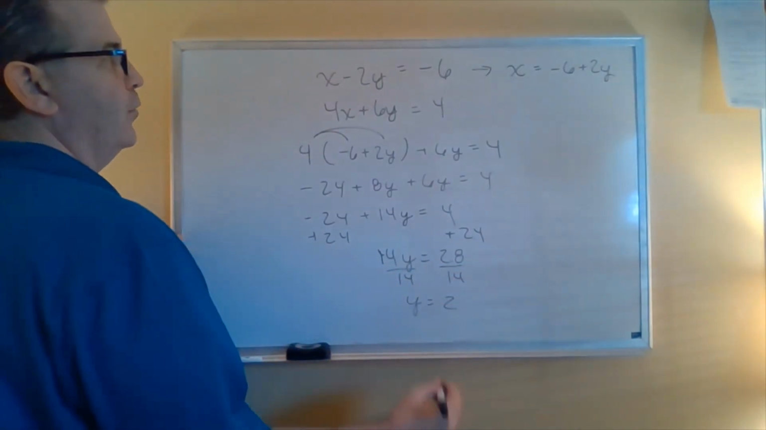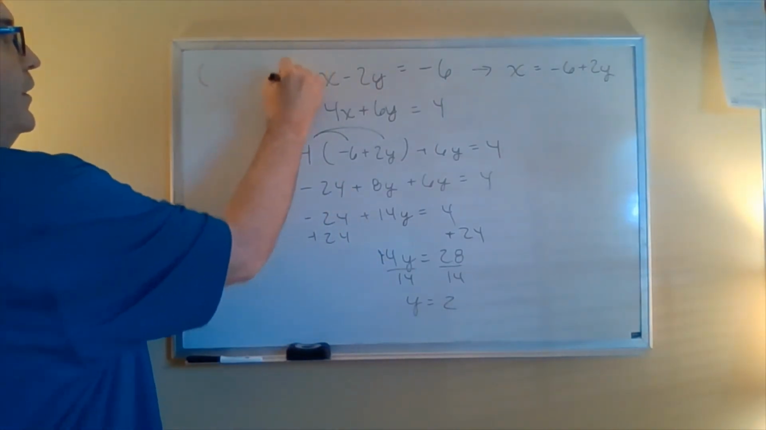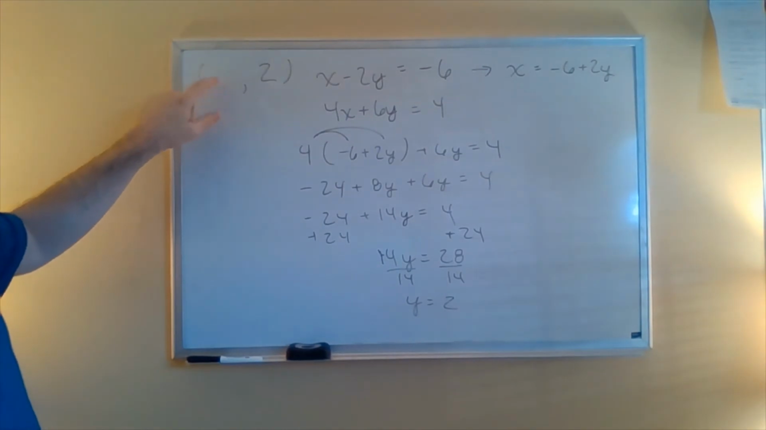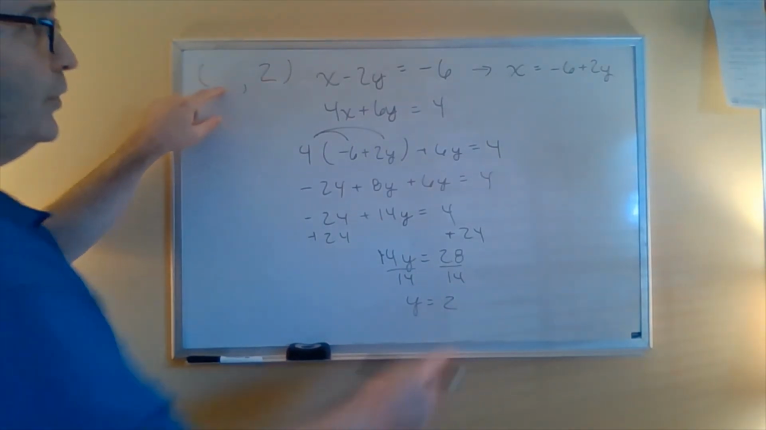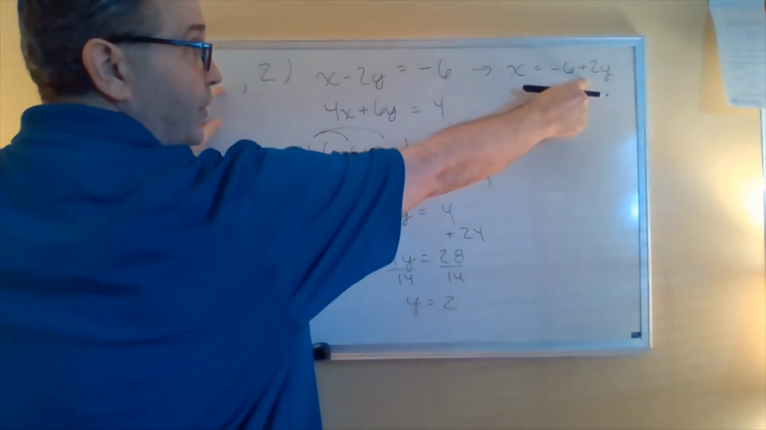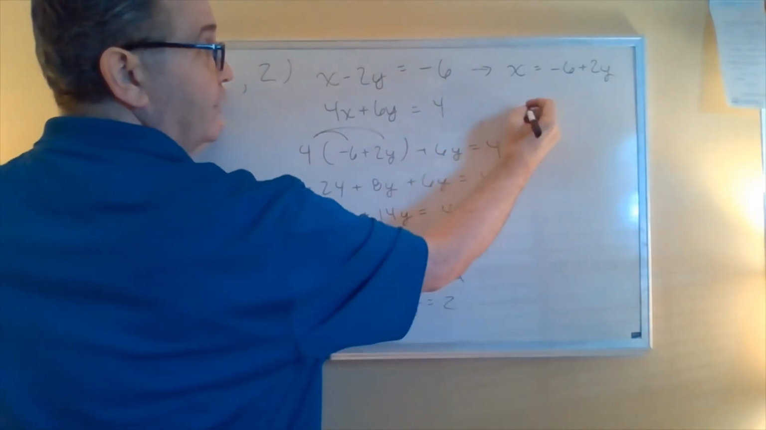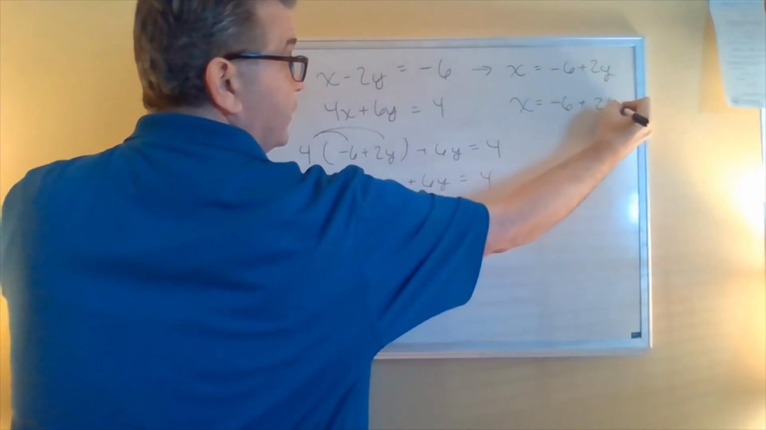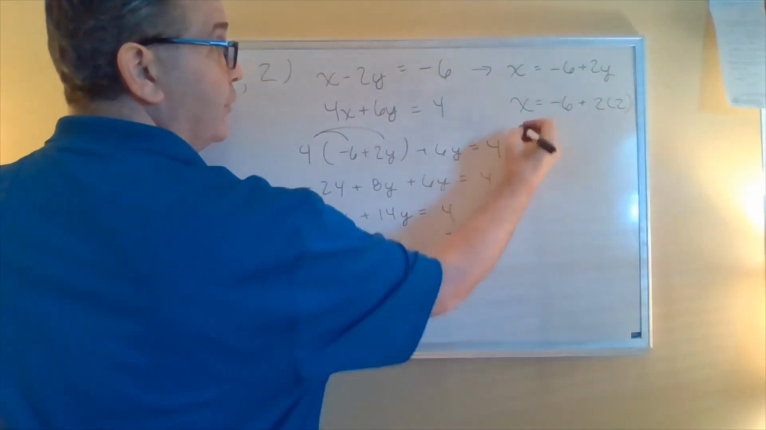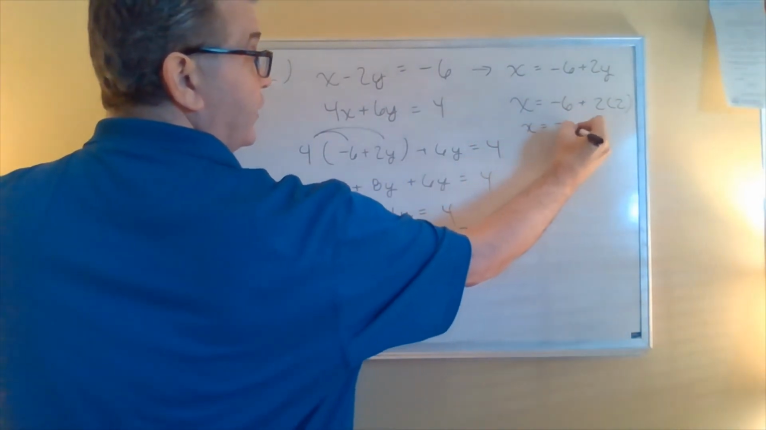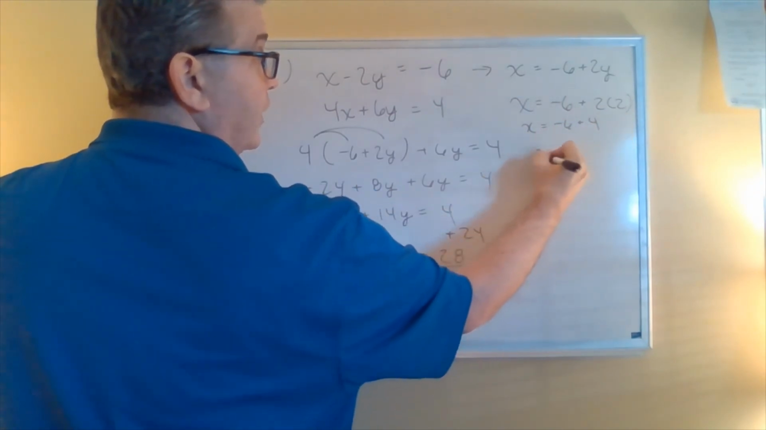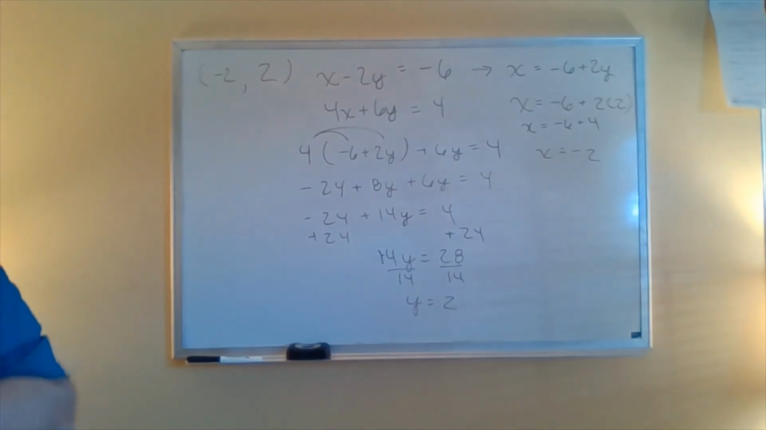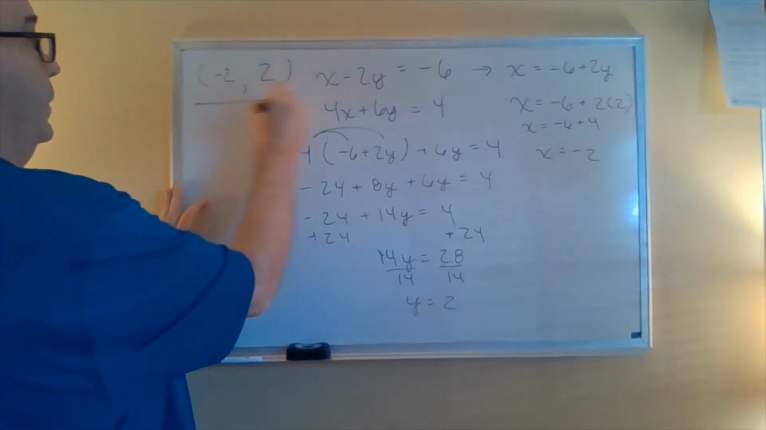So I'm halfway there. Remember, we're going for that ordered pair. So I know my y value is 2. But now I have to find my x value. Now remember, I said x was equal to negative 6 plus 2y. So I know y is 2, so I'm going to have x equals negative 6 plus 2 times 2. Well, 2 times 2 is 4. So I have x equals negative 6 plus 4, or x equals negative 2. So my answer to that one would be negative 2, comma 2.